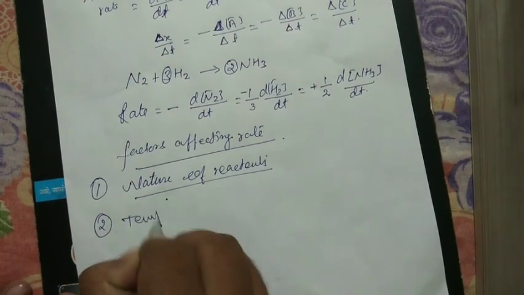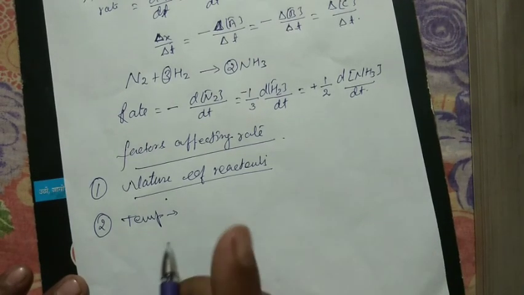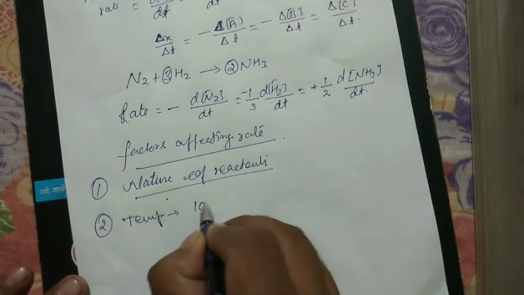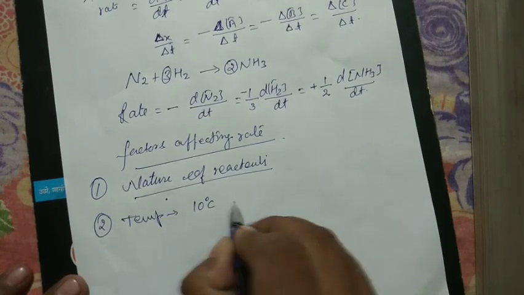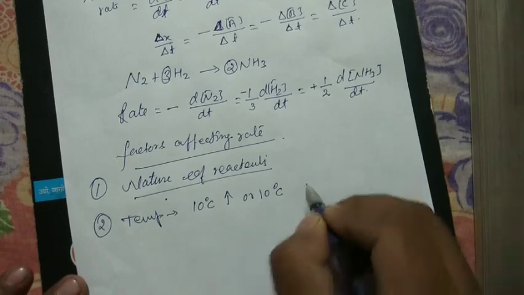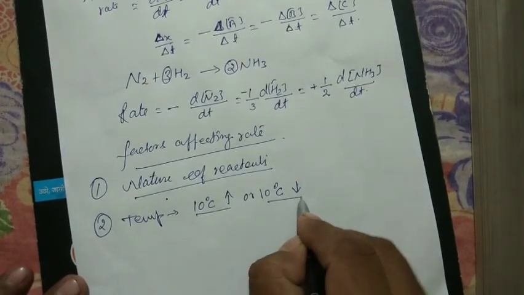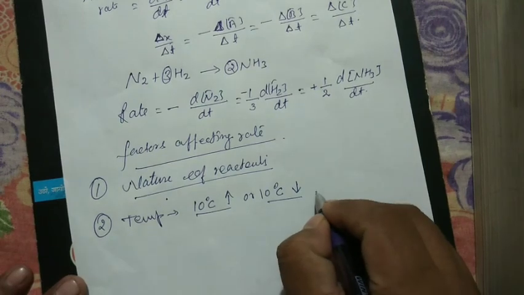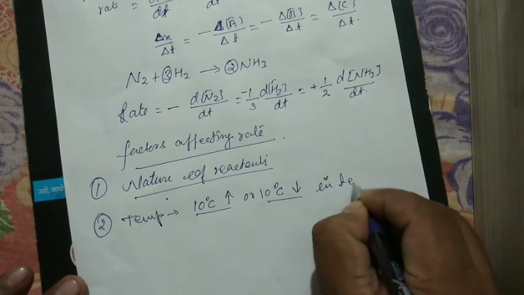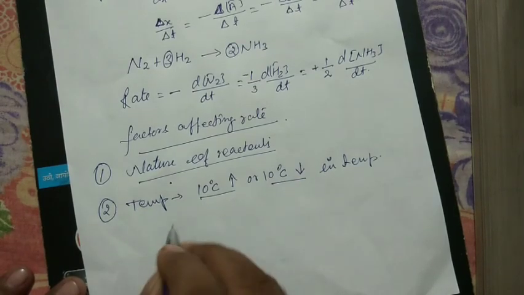Second point is temperature. How does temperature affect rate of reaction? For every 10 degree rise or 10 degree fall in temperature, the rate of reaction doubles.